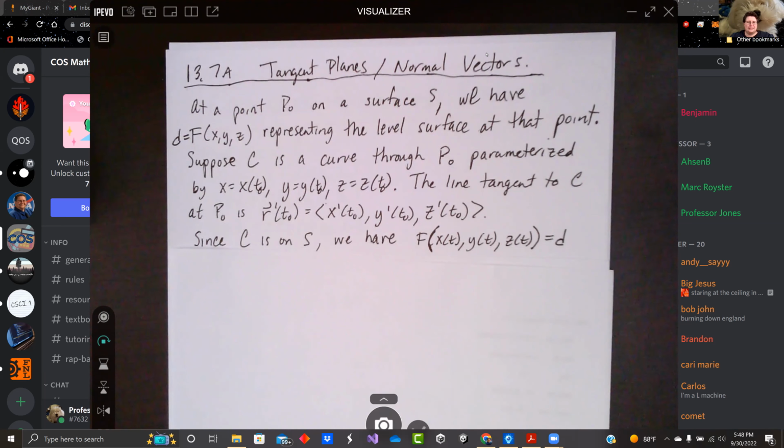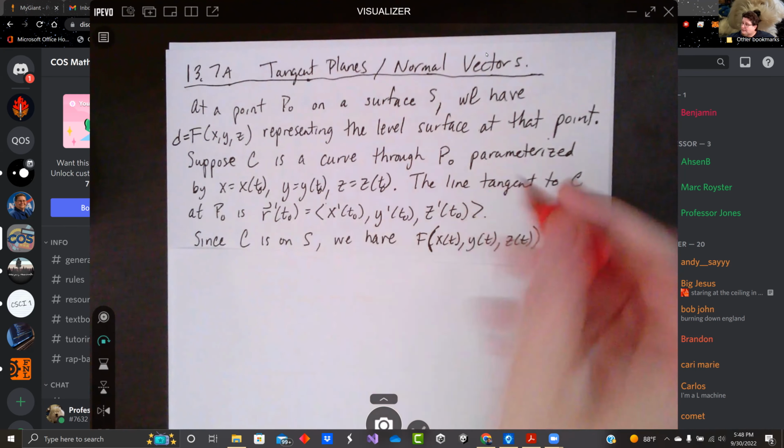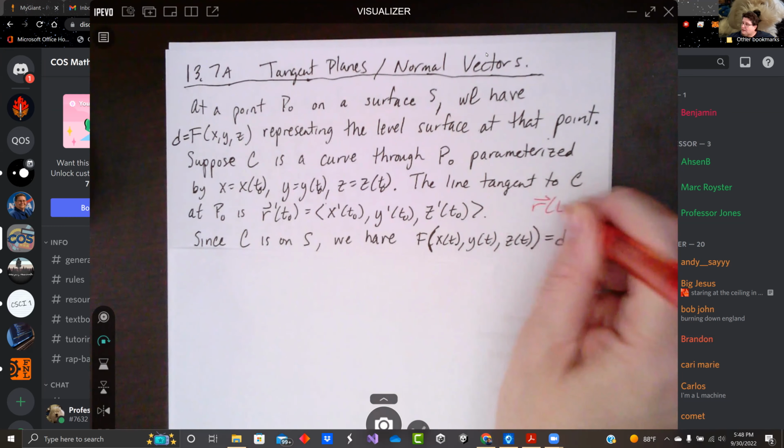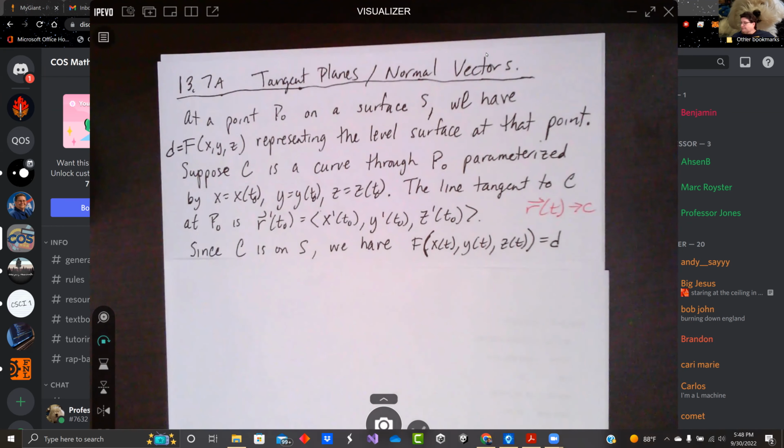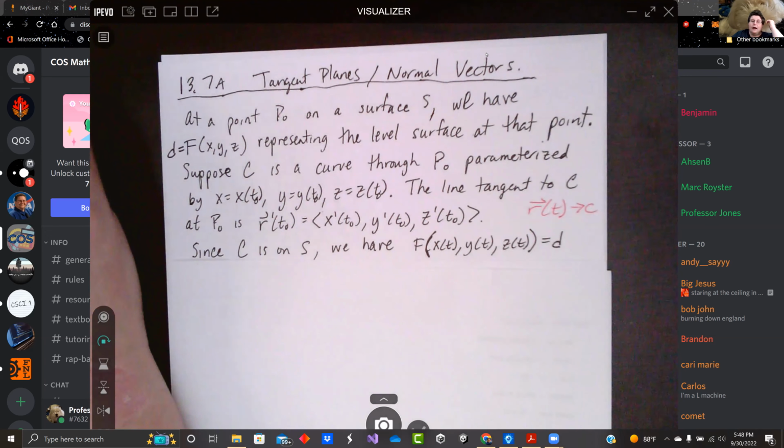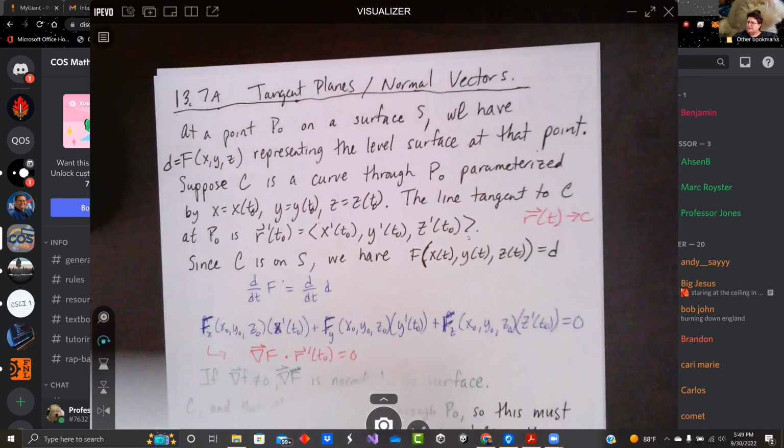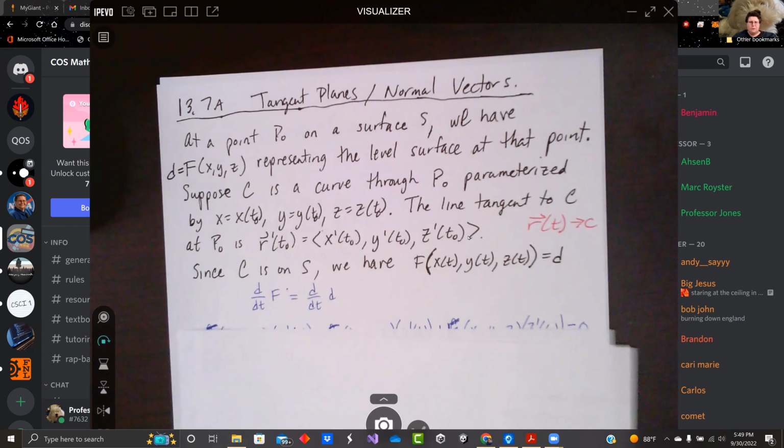So the line tangent to C at P naught is the R prime, because remember, we're going to use R of T for our curves. So we've got our tangent line at that point as R prime of T naught. And since the curve is on the surface, we can plug R of T into our function. X is X of T, Y is Y of T, Z is Z of T. We're still making it equal to D, some level surface.